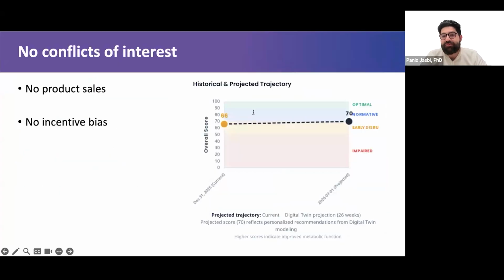And this is also where we want to be explicit about incentives. Theriome does not sell any of the recommendations we generate. We do not sell supplements. We do not sell devices. We do not have a revenue incentive to push one intervention category over another. That matters because it keeps the recommendation process aligned with the patient's needs and the modeled impact, and not product margins.